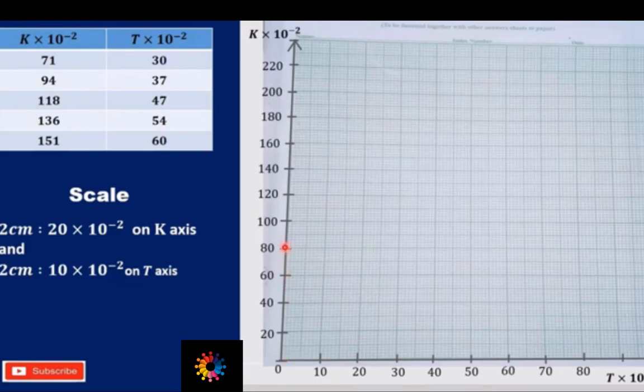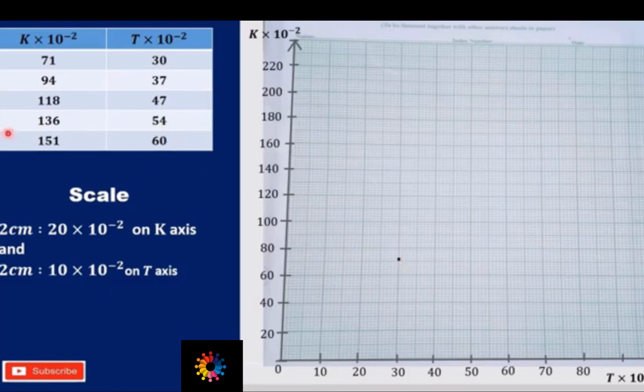So we are going to shift, we count 2 units, 2 centimeter units. So it will fall between 60 and 80. So we locate our 71. So we trace this to our t, which is 30. So we make a dotted line there.